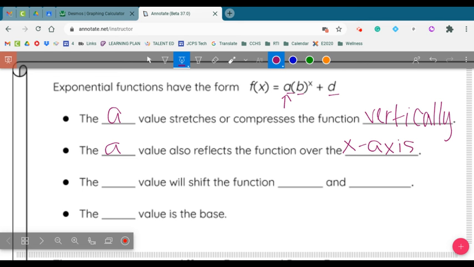The d value, which is our value on the end, so if we're adding or subtracting, is going to shift the function up and down. So if you're adding, it's going to shift it up, and if you're subtracting, it's going to shift it down. And then our b value is our base. So that's going to pretty much typically stay the same, or that's going to kind of tell you a little bit about your function.